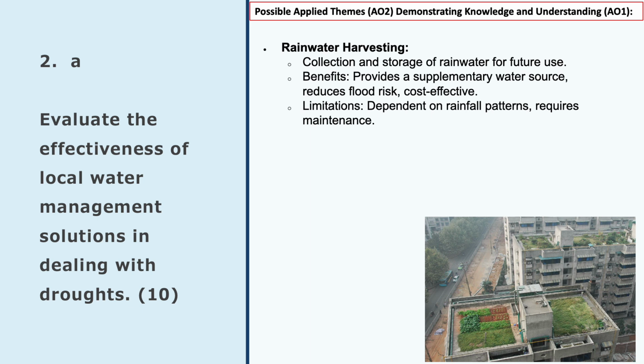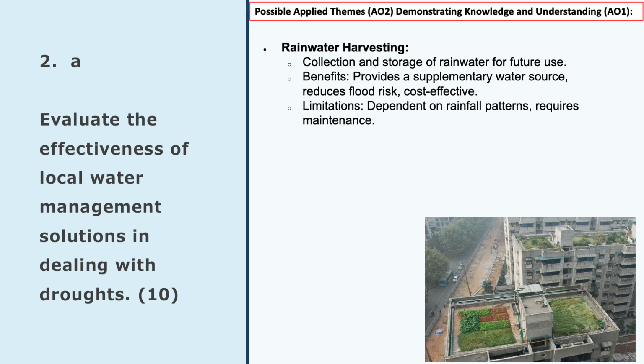One of them might be rainwater harvesting, which is where you collect rainwater for future use. And we might look at the benefits of that solution, which is that it provides a supplementary water source. So we're not having to extract water from the groundwater, or we're not trying to rely as much on water that is coming from dams that are shared by everyone. It also reduces flood risk, because if you are in a period where there is not a drought and where there is excessive rainfall, we're actually reducing the amount of rainfall that is running off into the surrounding area that might actually become floodwaters.